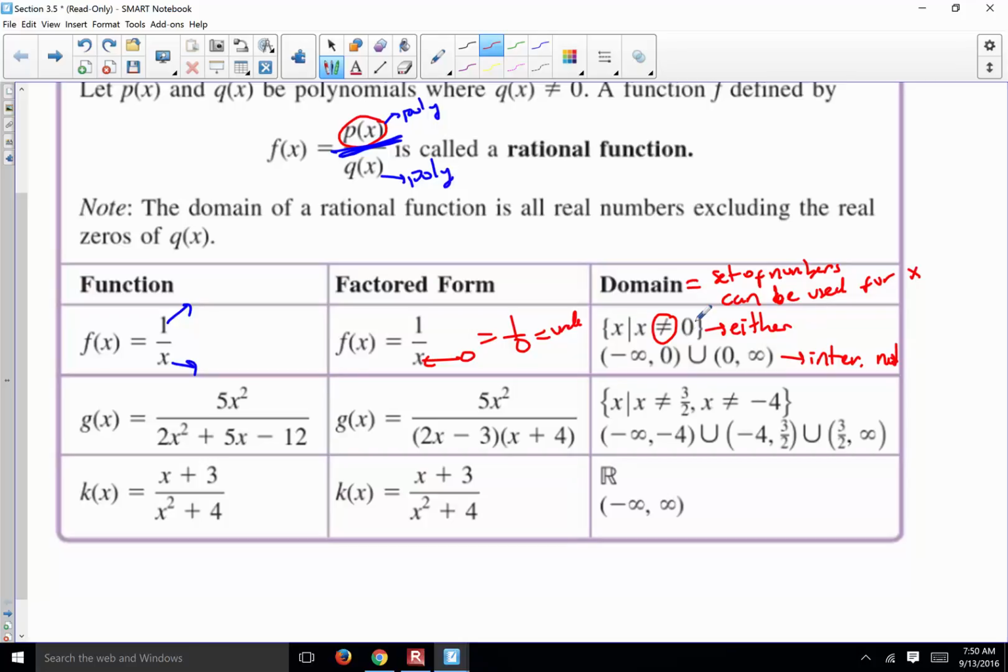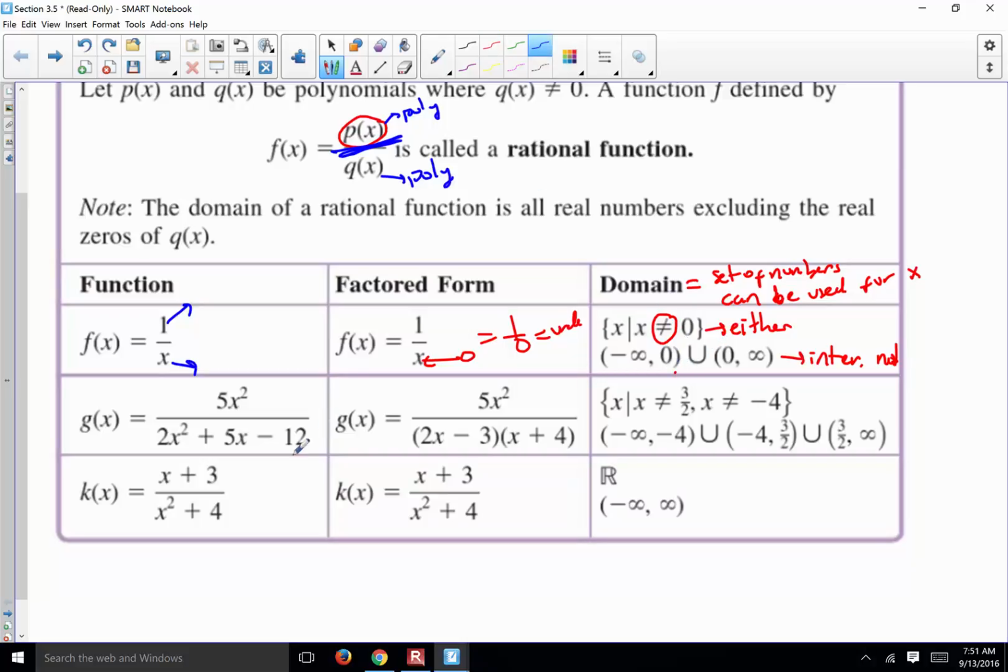So in questions you will be asked either to put your domain in set builder notation like the top, where you just need to list the excluded values, or to present your domain in interval notation. It can be a single interval, or a union of several intervals.